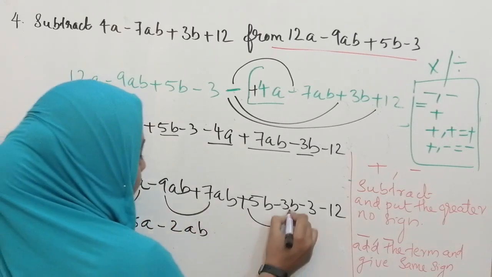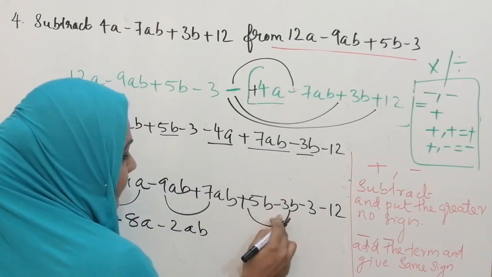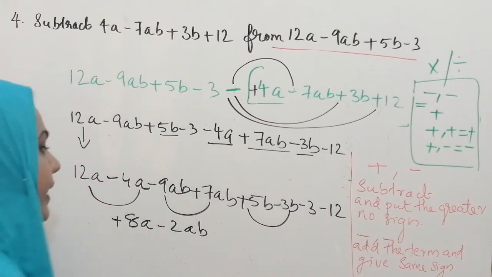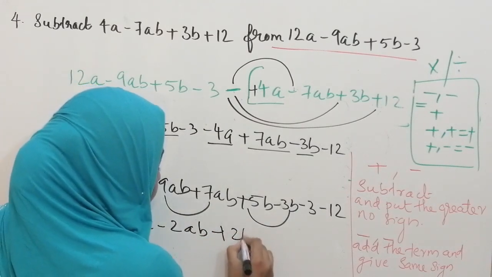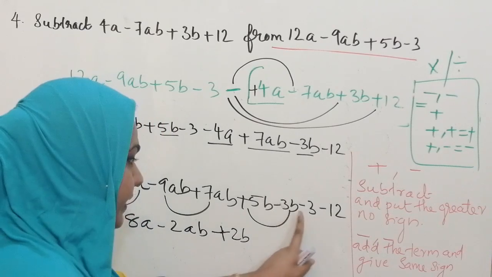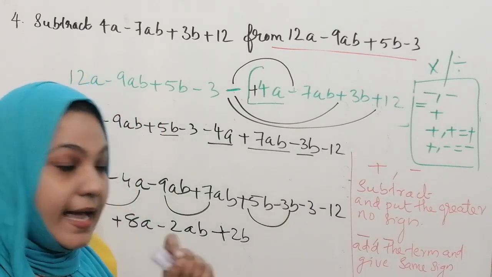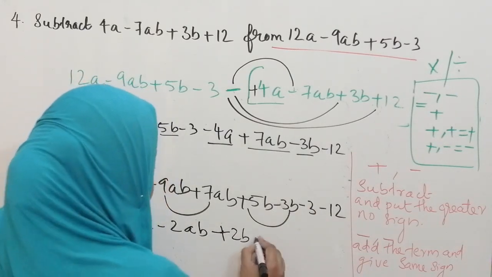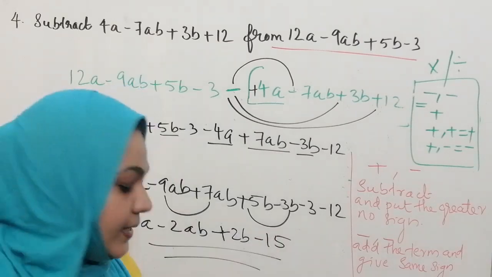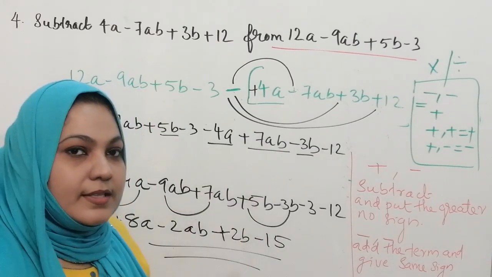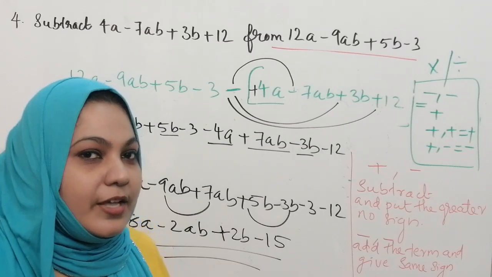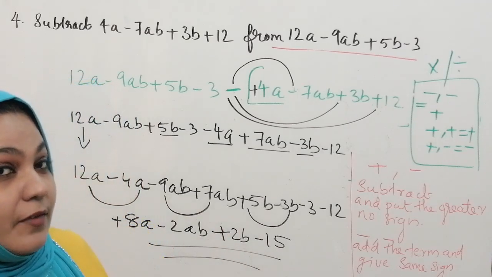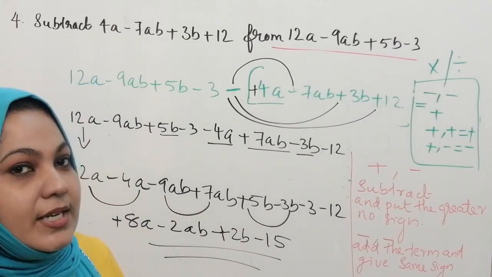Minus. Next is 5b minus 3b. Here also different sign. So you have to subtract and give greater number sign. So that means plus 2b. Next is minus and minus, that means add and minus. So minus 15. So we have finished two ways of solving this question. Which one is easy for you that you can use for solving this question? If you need any clarification, please mention in the comment box.